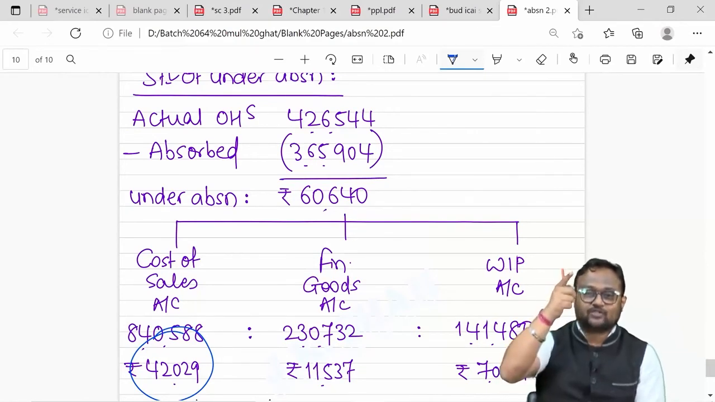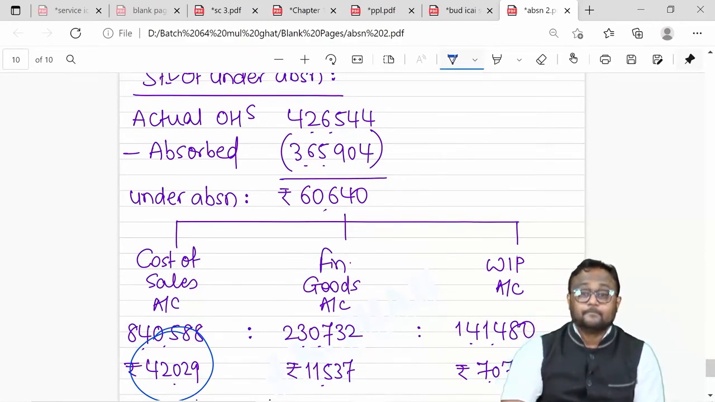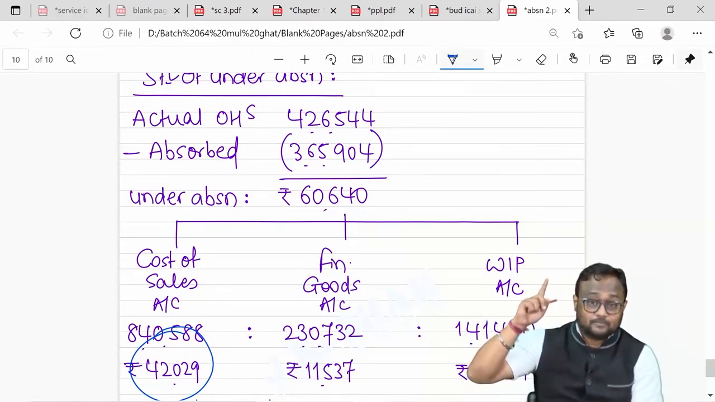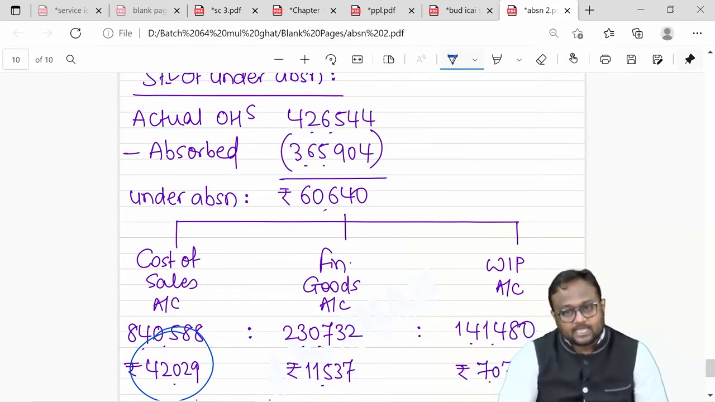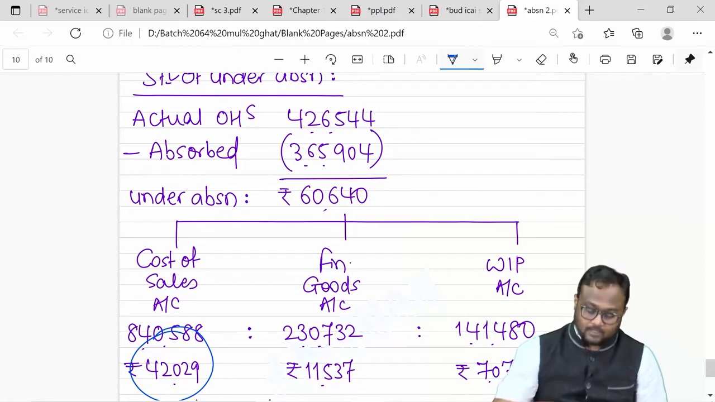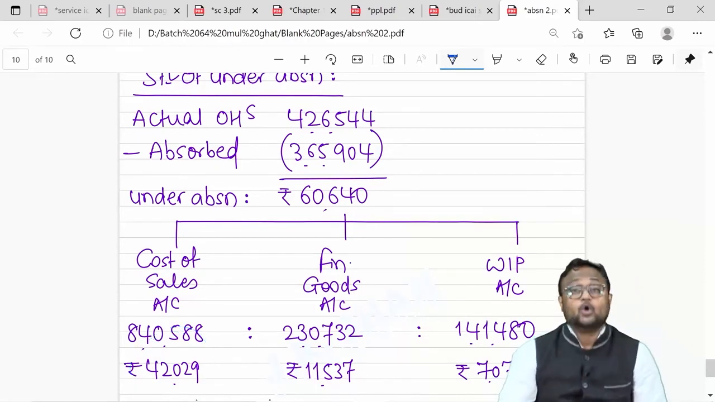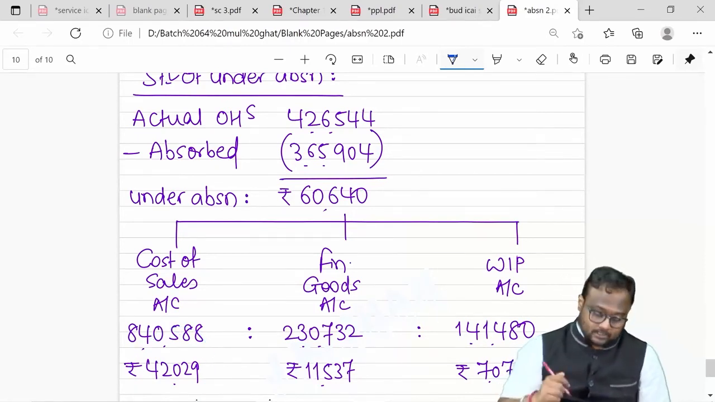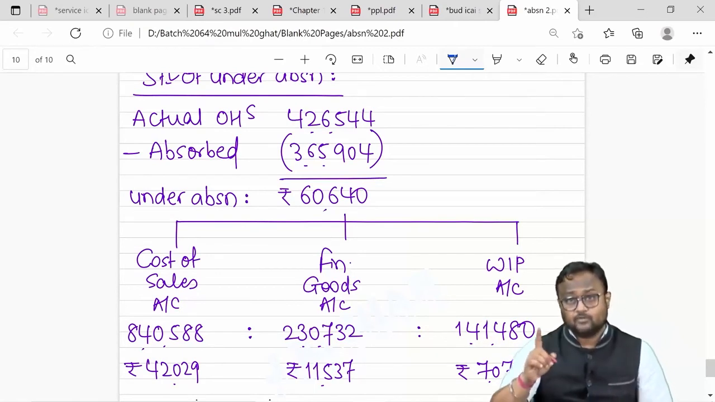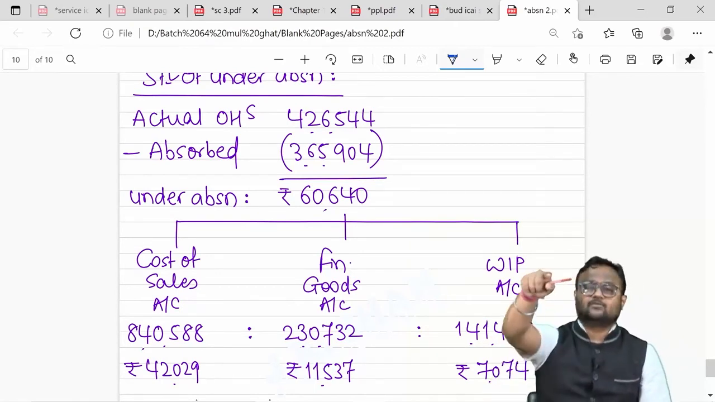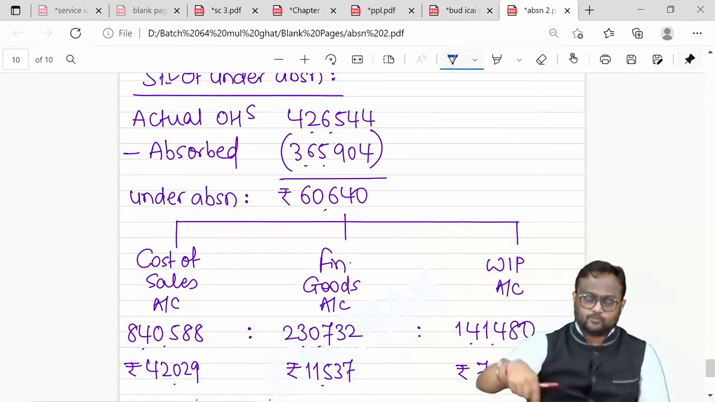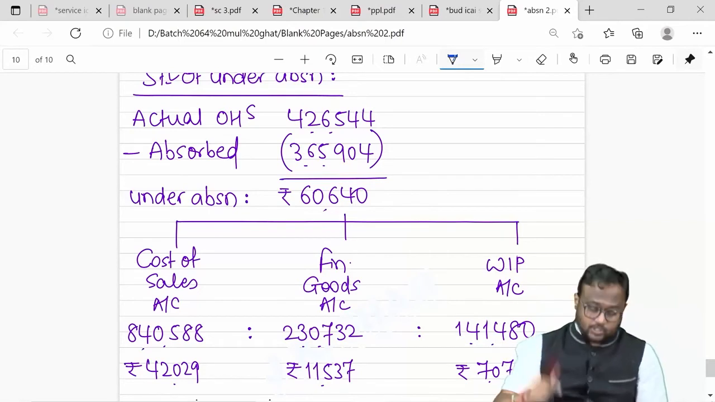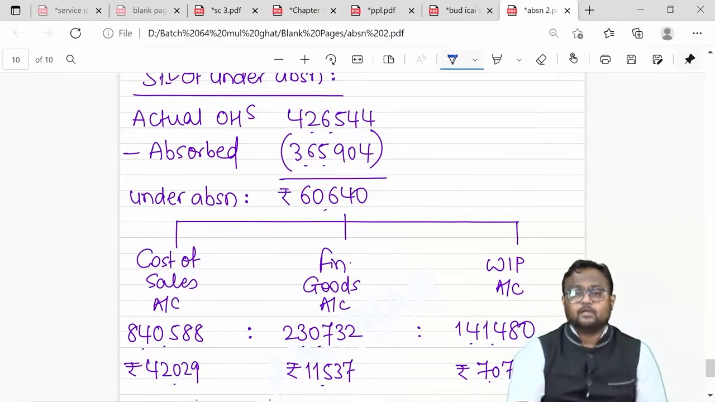If you are increasing cost of sales by debiting it, that means your cost of sales balance goes up. Sales being same, profit will go down. So in my first assumption, when it was abnormal, entire 60,640 under absorption was getting charged to costing P&L. Entire amount of profit was brought down. Due to this assumption, 42,029 will be the reduction in profit.